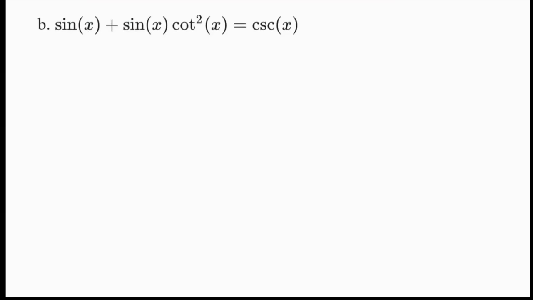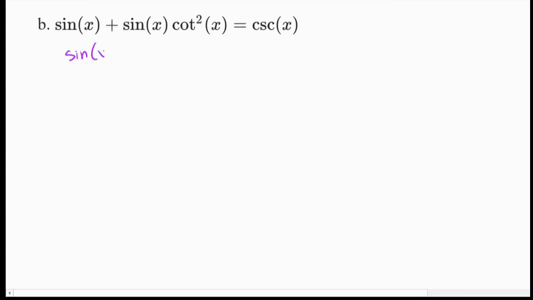But first, when I look at this problem, what I can see is I have two terms, sine x and sine x times cotangent squared x, and both of them include sine x. So really there's a greatest common factor here that I can pull out. That's the hardest part of this problem, is seeing that. So if I can see that there is a greatest common factor, we can see how that really helps us in a second.